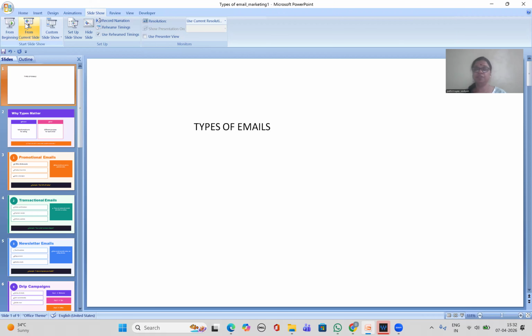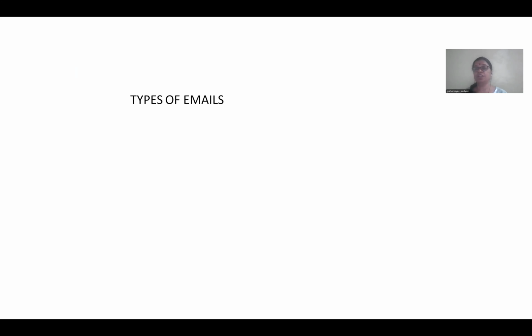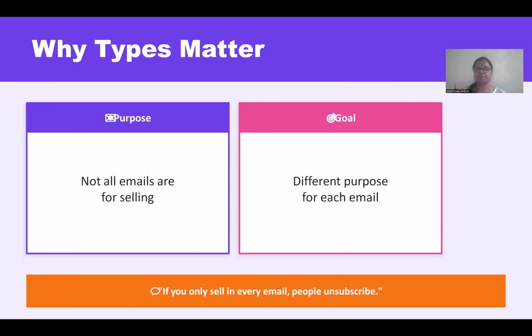Okay. In the previous video, we discussed what email marketing is and why email marketing. In this video, we will discuss different types of emails. When we do email marketing, we need to know what the types of email are and what type of email we should send to our customers. So why do types matter?